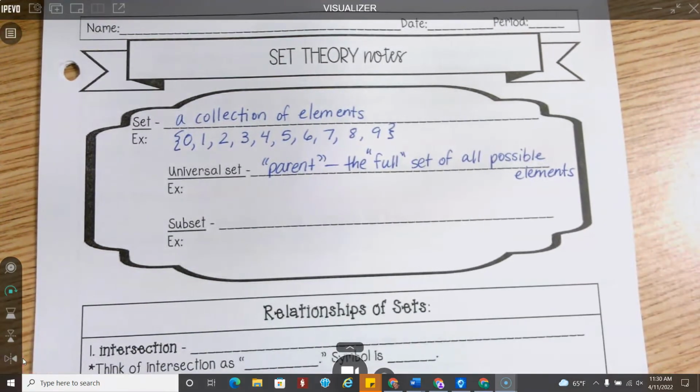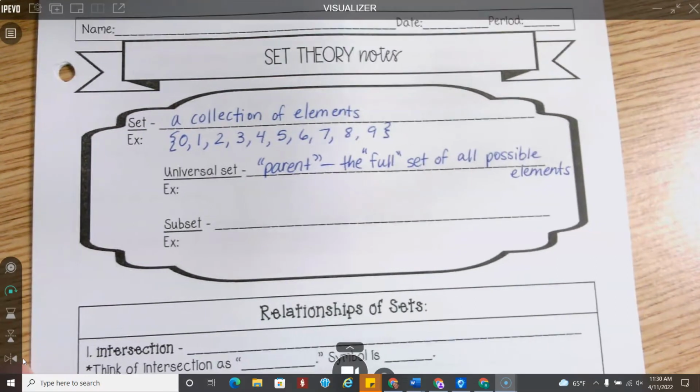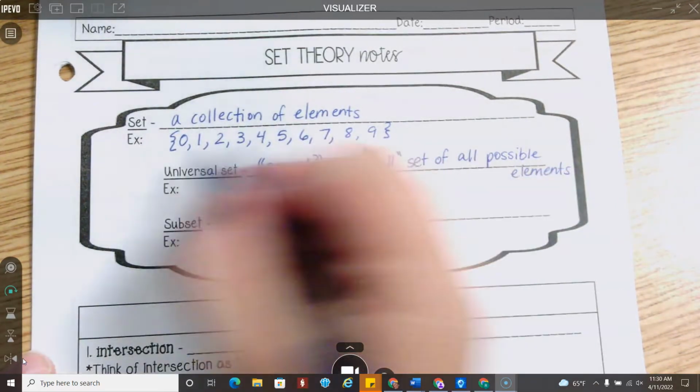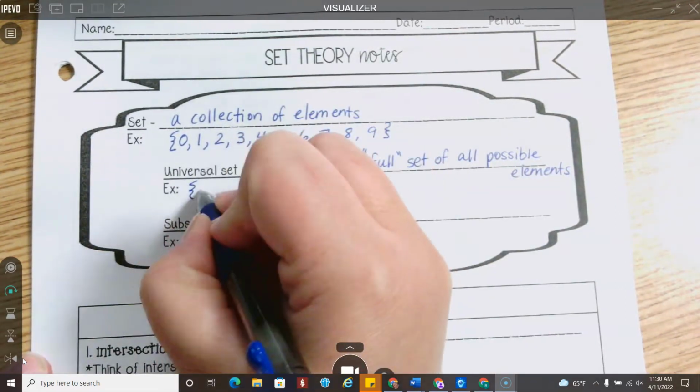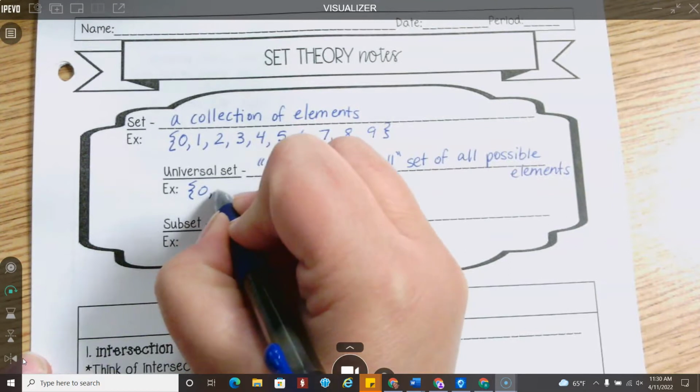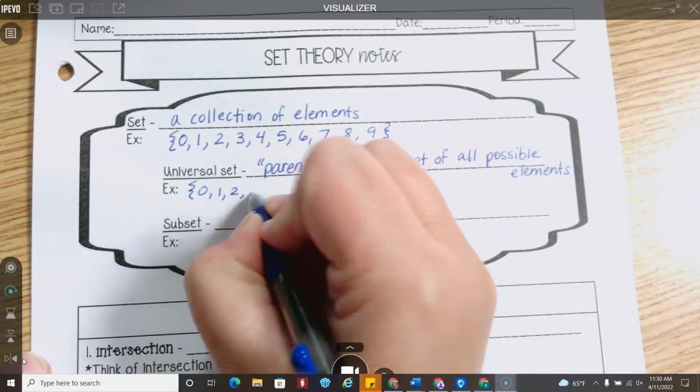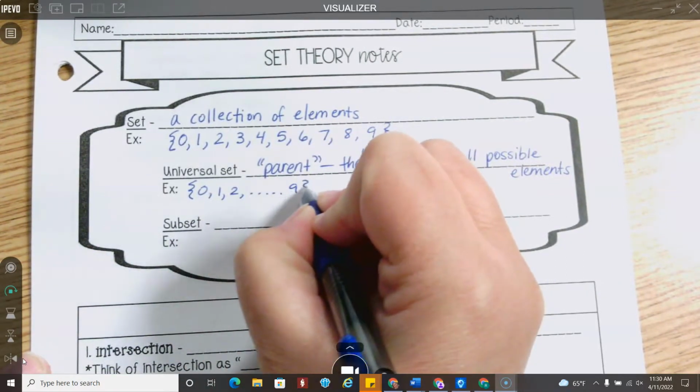For instance, if you're doing a probability problem where you're pulling socks out of a drawer, the universal set would be all the types of socks that are in that drawer. It doesn't have to be all the socks that exist in the world. If you are drawing numbers out of a hat, it would be all the numbers that are in the hat. Okay, so the full set of all possible elements. So for instance, for single digit integers, that would pretty much be the whole thing. If that's what we're talking about, then that's our whole set.